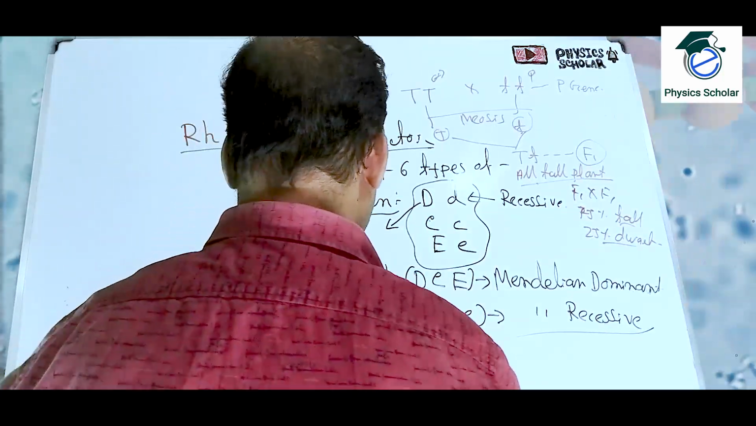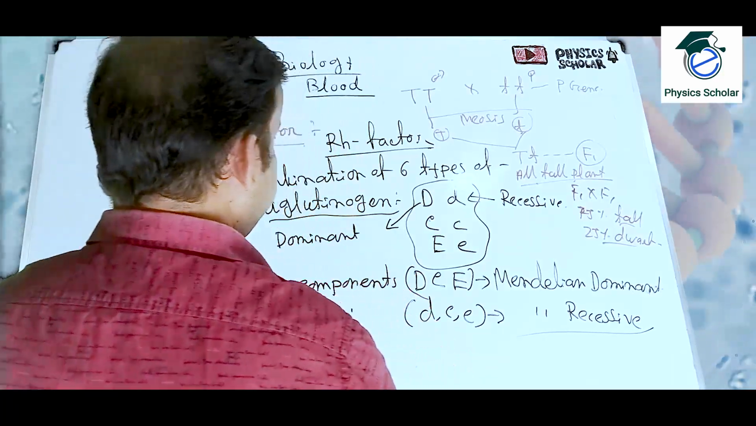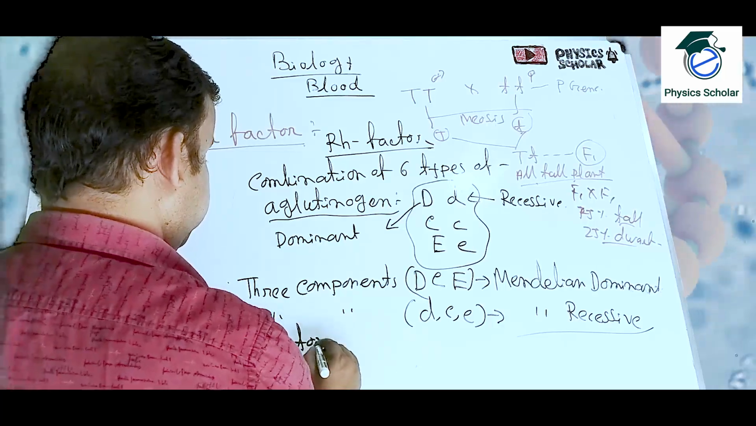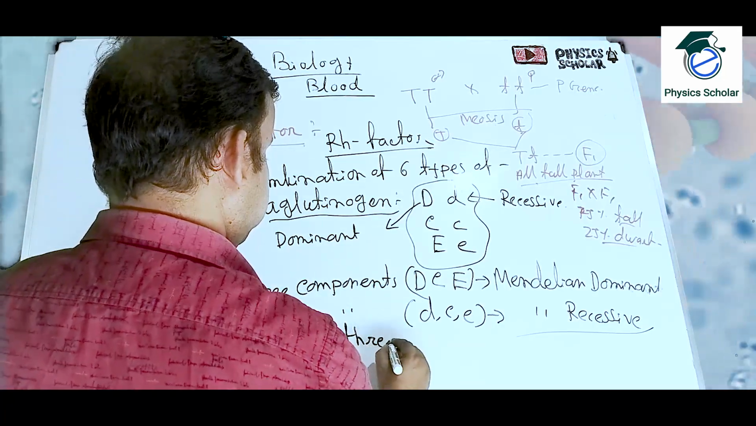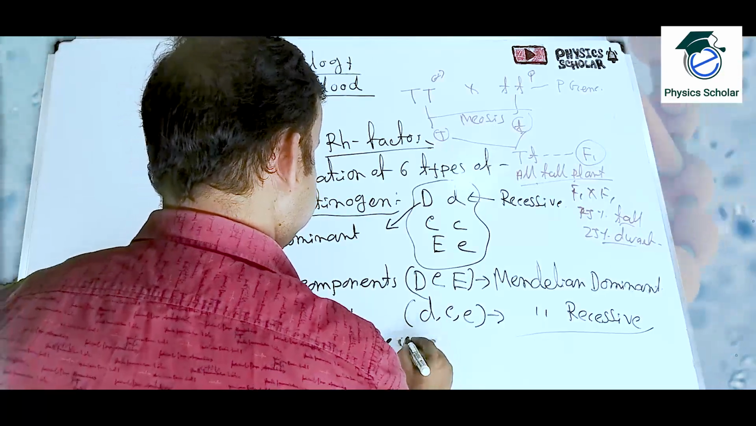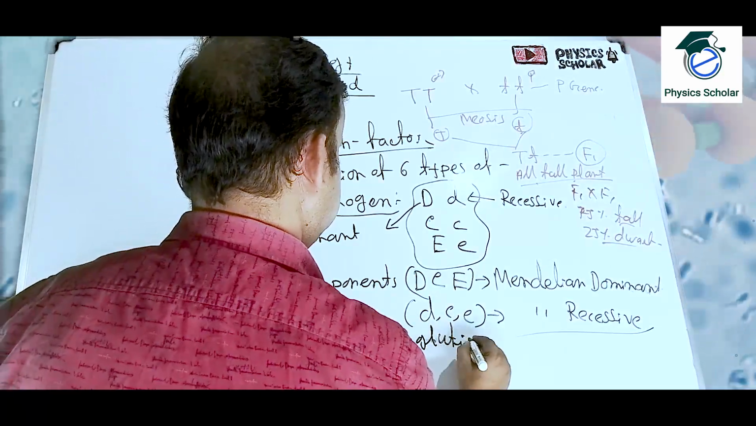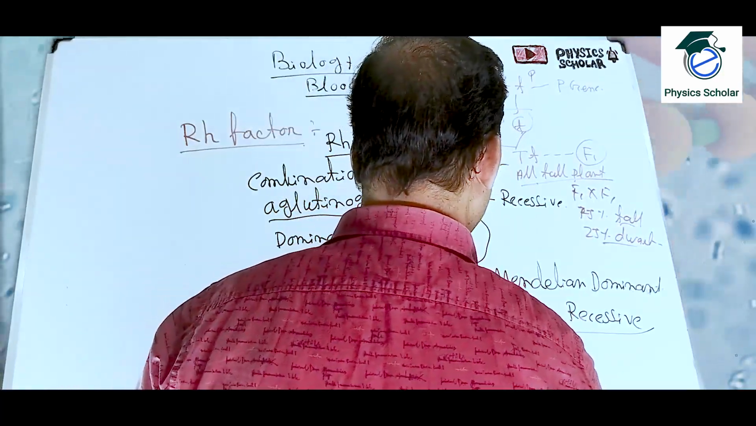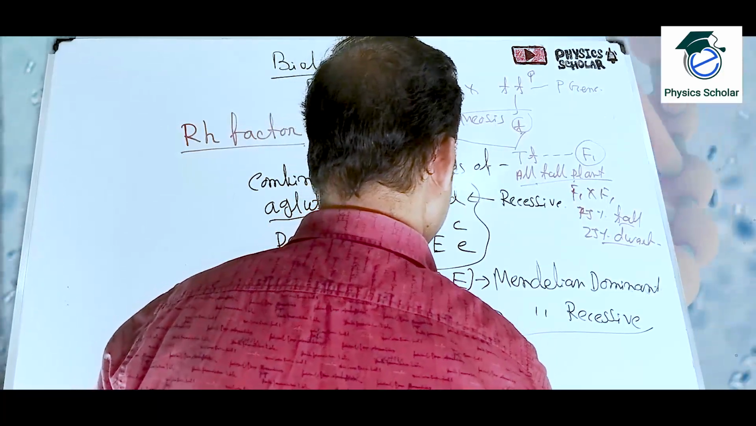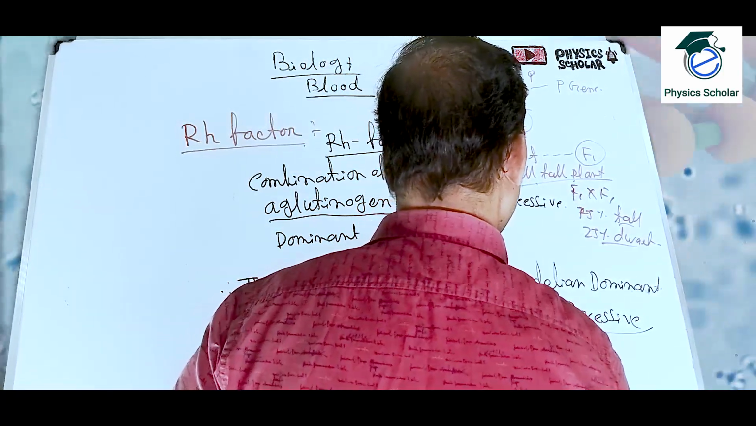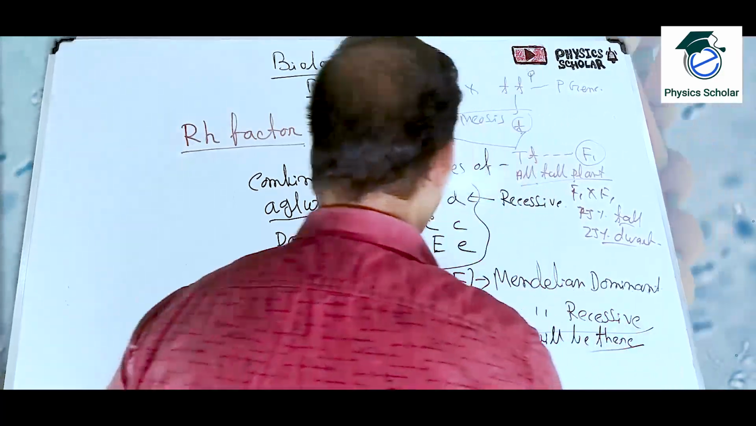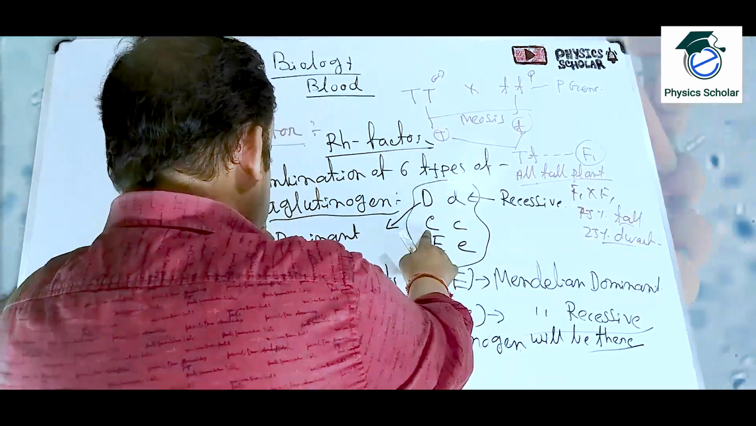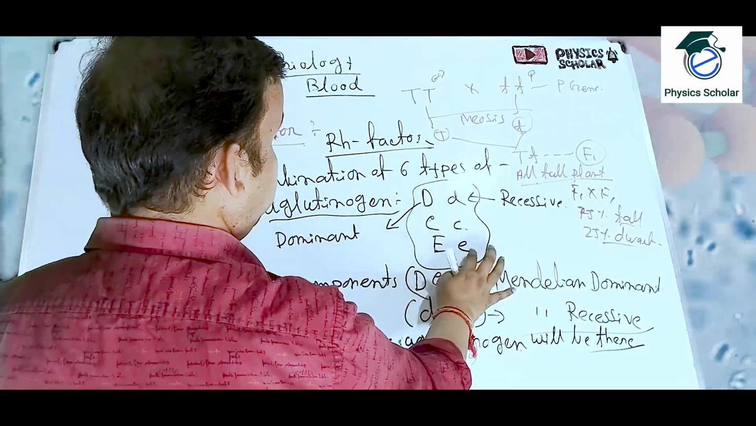Clear? Now, in the Rh factor, three pairs, three components, three agglutinogens will be there. But capital D and small d cannot be present together. Capital C and small c cannot be present together. Capital E and small e cannot be present together.